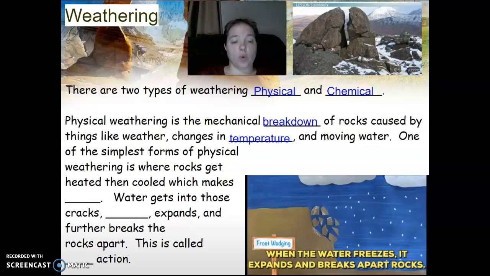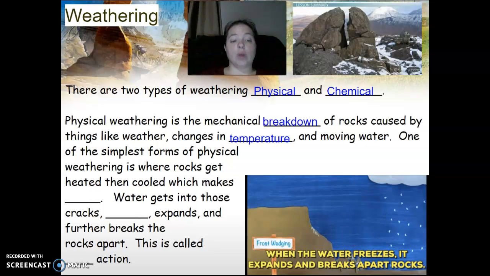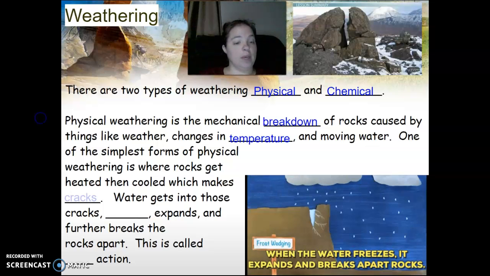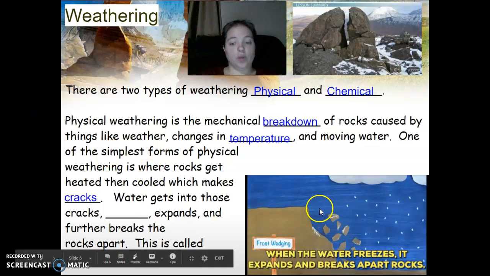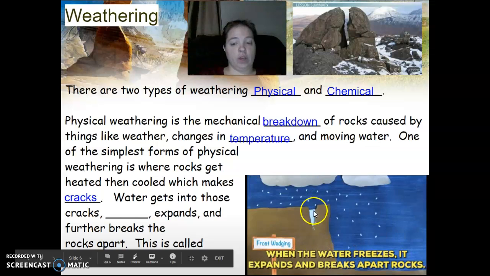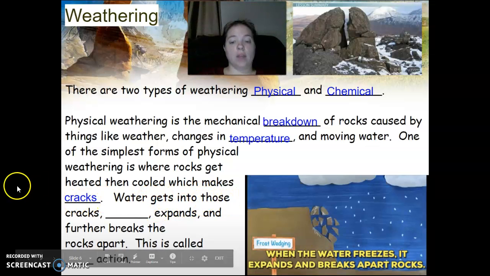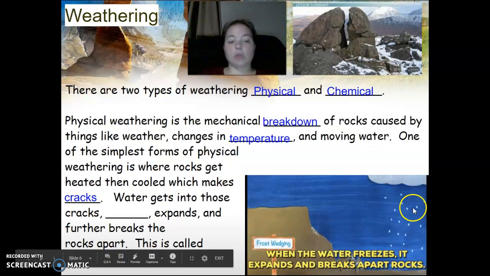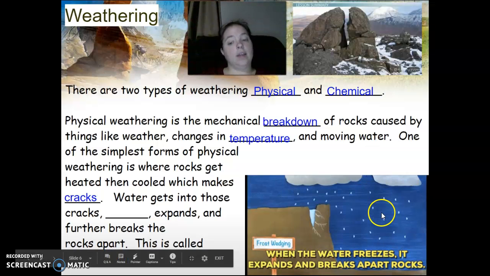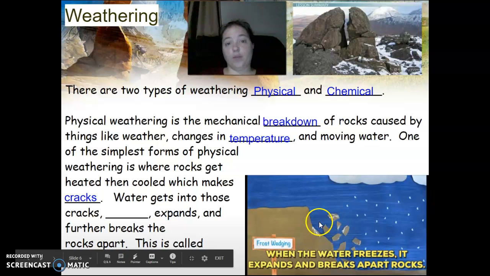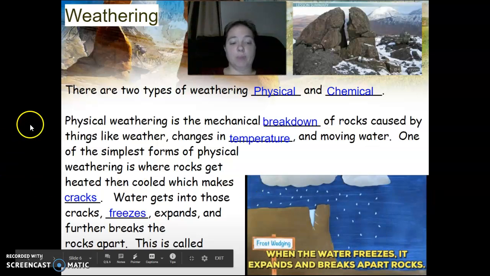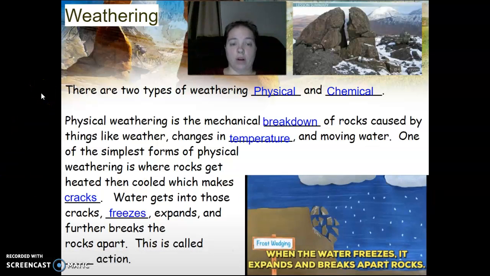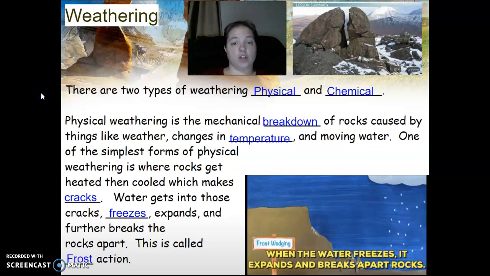And one of the simplest forms of physical weathering is where the rock gets heated and cooled, which makes cracks. So you're seeing a crack form to start right here. A crack is formed, and then the precipitation comes and water gets in those cracks. And then when it gets cold enough, it freezes, expands, and further breaks the rock apart. This is called frost action.